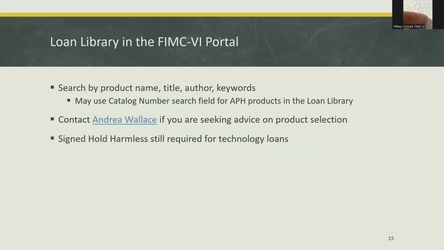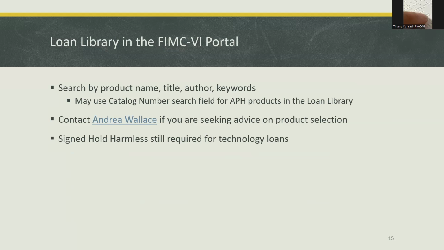In the portal, just like with APH, you have the ability to search for things. So here you're going to be using product name, title, author. We have keywords built in on the back end to help if you're searching for maybe Braille or assessment or technology, magnifiers. You might get a whole lot of results that you're not interested in, but you have different ways that you can search.